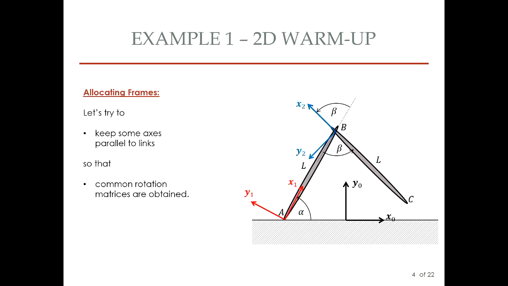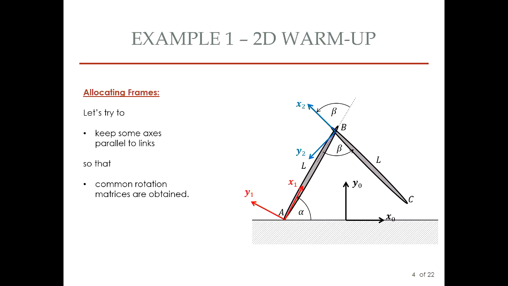So this step is assigning coordinate systems. You can see the red and the blue one here. The red one is attached, like glued, to link 1, that link AB, and the blue coordinate system is attached to link BC. What do I mean by attached? As the link is moving or changing its orientation, the coordinate system is moving along with it.